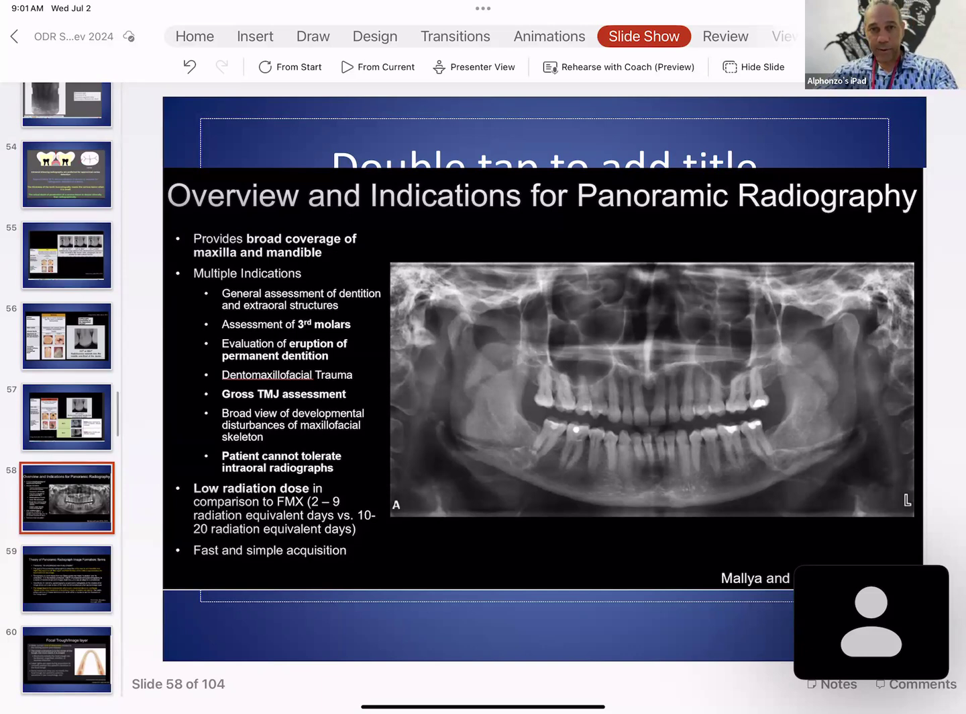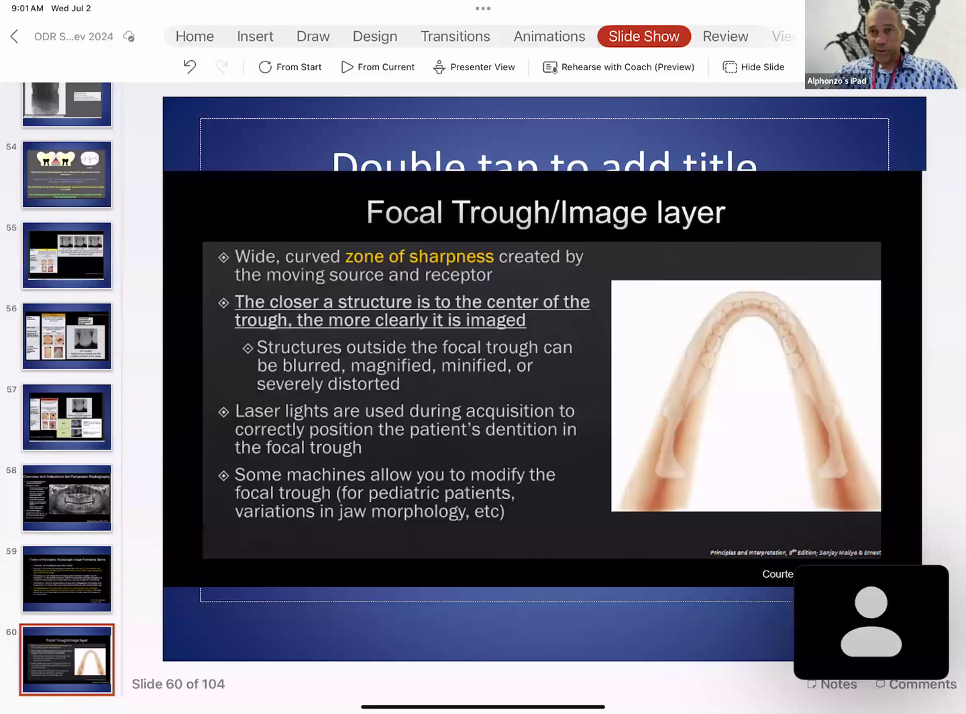Let's go back here to our slide. There are certain things that help us set all this up. These machines usually have laser lights, and they have other little devices to help us get the best position of the focal trough. The way these units are set up, the head has to be in a certain position to give you the correct image. So the laser lights, and with practice and setting the patient in the unit, it gives you a good image.